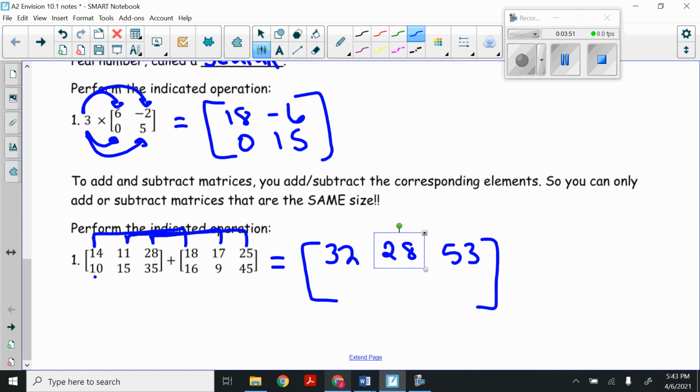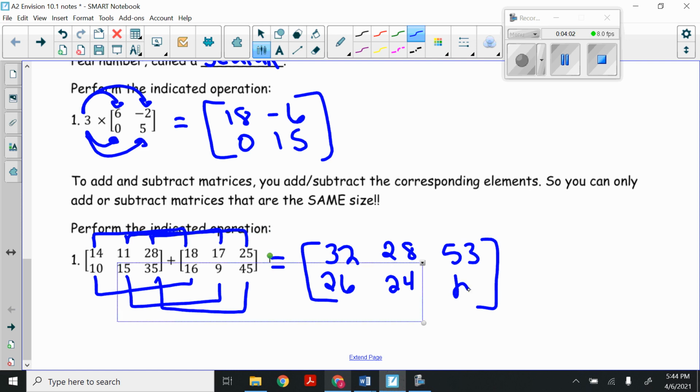Now we're going to go to the second row. So 10 plus 16 gets me 26. 15 plus 9 gets me 24. And 35 plus 45 gets me 80.